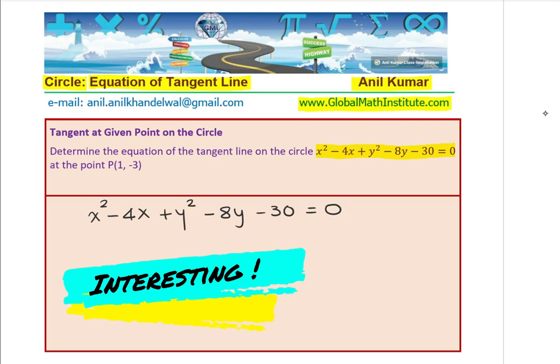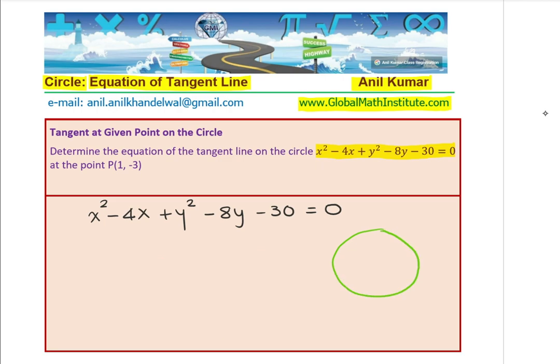That is interesting. What do you suggest? Well, if I have a circle and let's say we have a point somewhere, and we need to find the equation of this tangent at this particular point, what can we do?